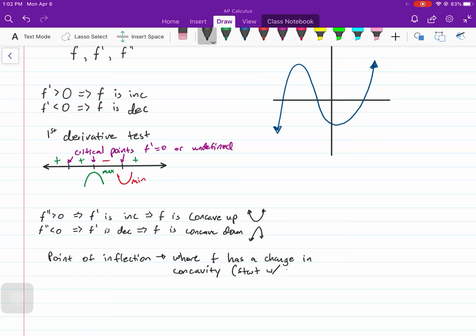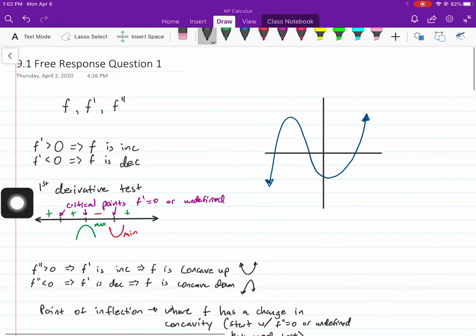So we'll start with where f double prime is 0 or undefined. But you need to test them to see if there is a change in concavity, because if the concavity doesn't change at those spots, then it wouldn't be a point of inflection. Unlike the critical points, just by the first derivative being 0 or undefined, it's automatically considered a critical point. So let's go to this graph over here.